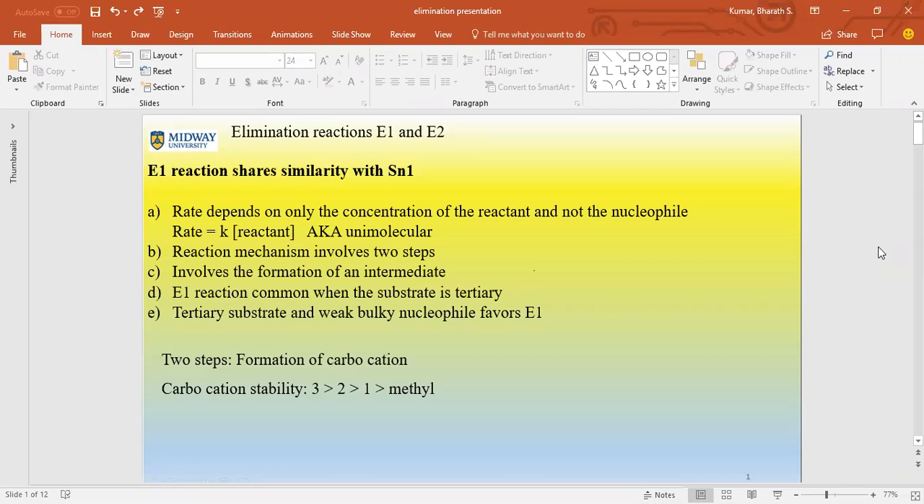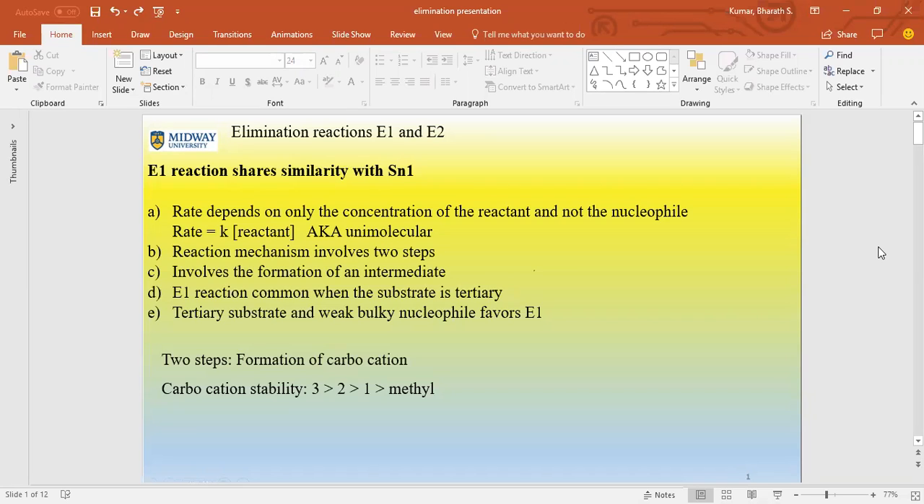An E1 reaction shares a lot of similarities with SN1 in that, similar to an SN1 reaction, an E1 reaction rate depends only on the concentration of the reactant and not on the nucleophile. While it may not depend on the concentration of the nucleophile, it does depend on the nature of the nucleophile itself or the solvent in which the reaction is carried out, which we would look at down the road. But as far as just the reaction rate goes, it depends only on the concentration of the reactant, and is independent of the concentration of the nucleophile.